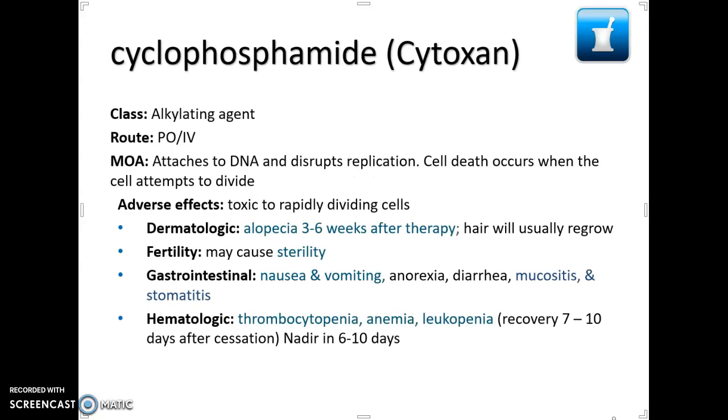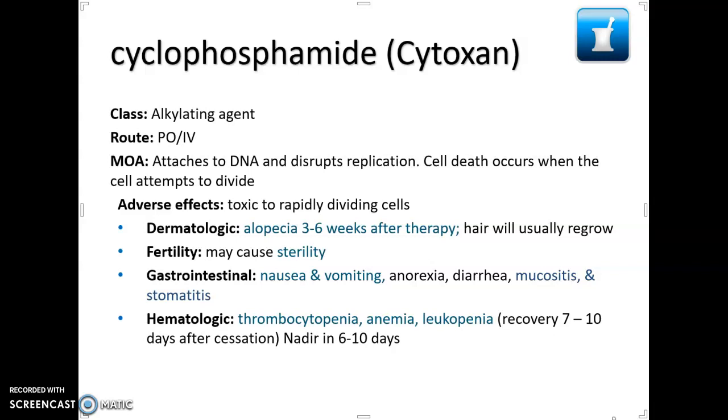Alkylating agents. So our drug that we're going to learn is Cytoxan, cyclophosphamide. It attaches to DNA and disrupts replication. So cell death occurs when the cells attempt to divide. So it kind of gets in there and monkeys around with the replication mechanisms such that the cell can't replicate.